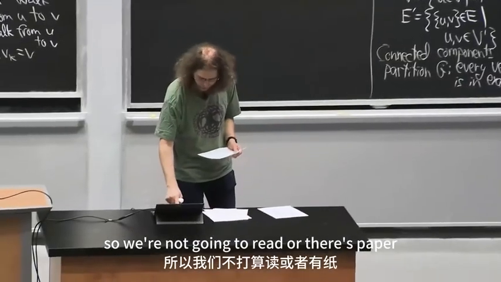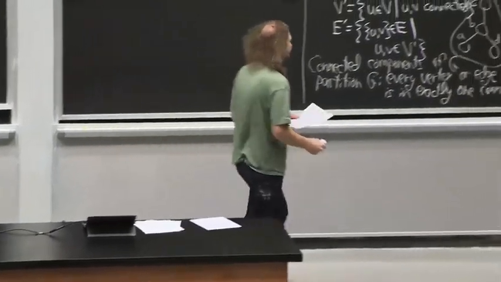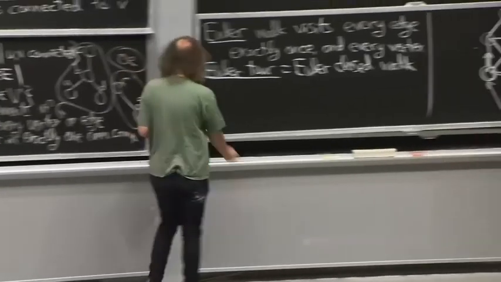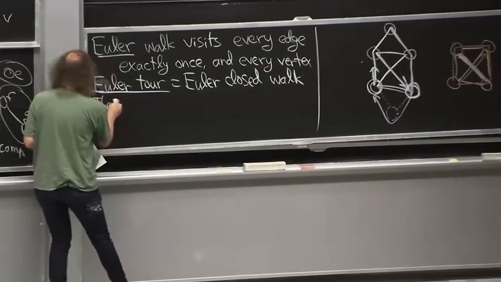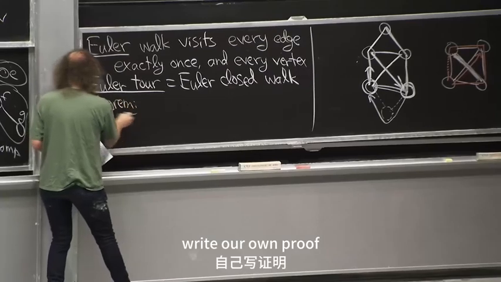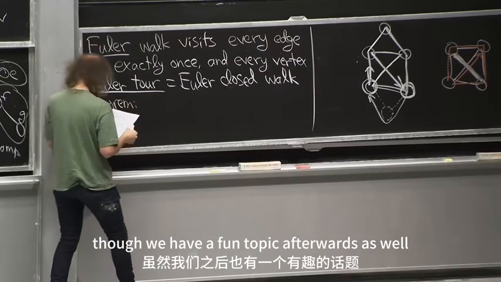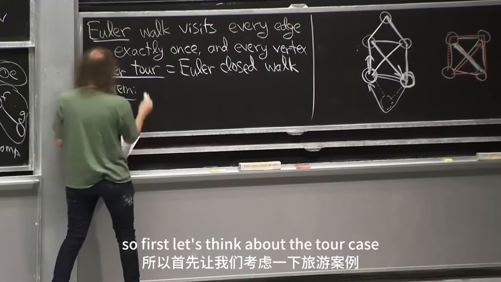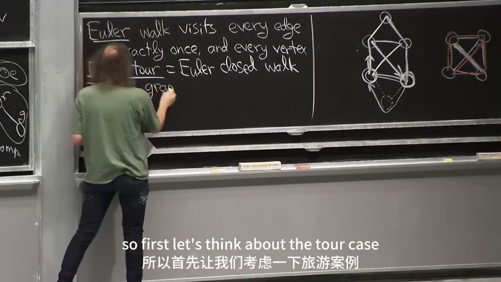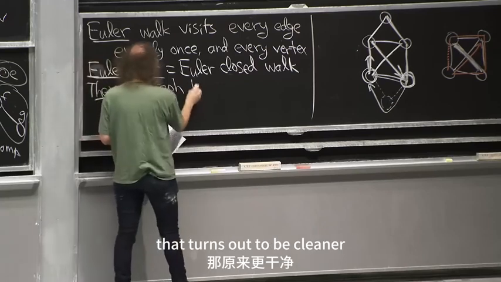So we're not going to read Euler's paper. It's in Latin. A bit hard for me to read. We'll write our own proof. This will be the main theorem of the day, though we have a fun topic afterwards as well. So first, let's think about the tour case. That turns out to be cleaner.